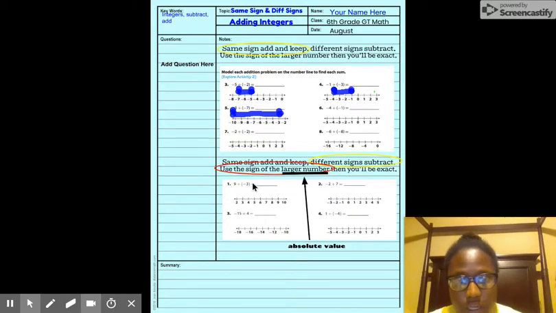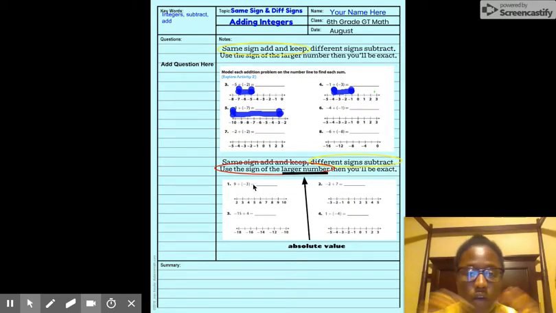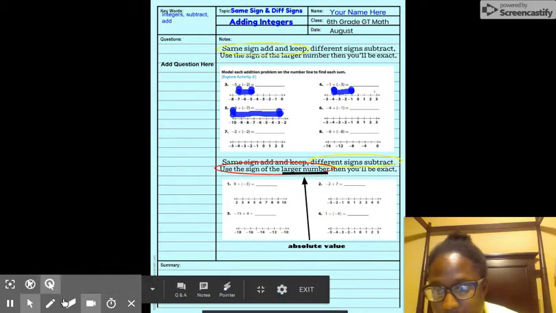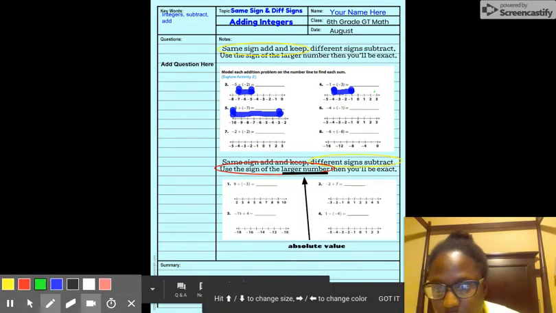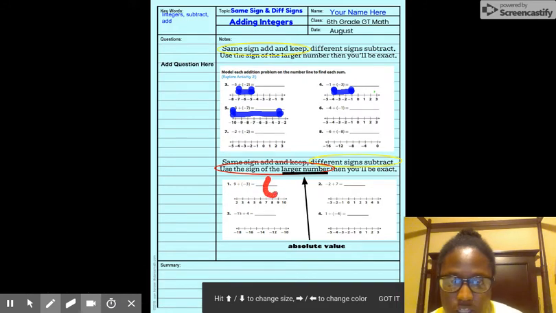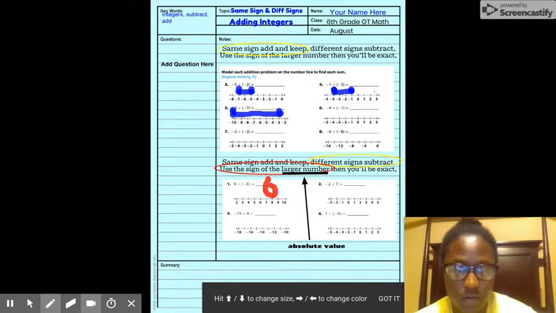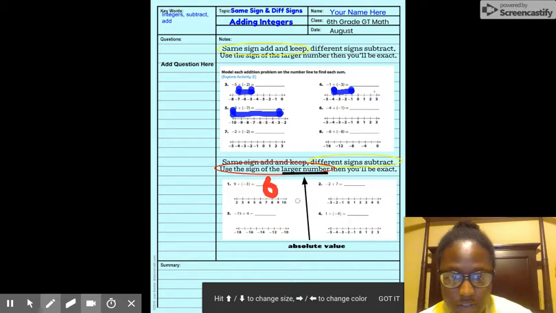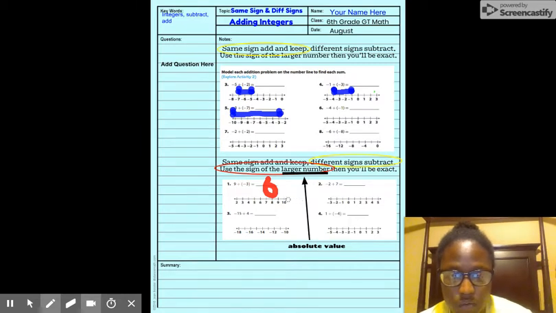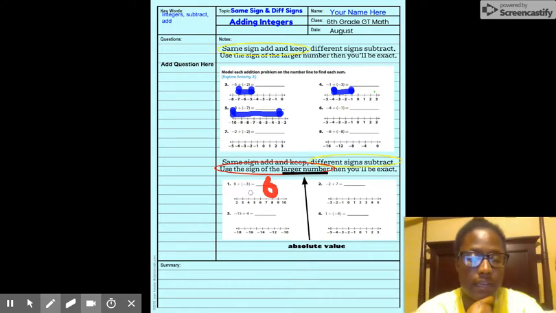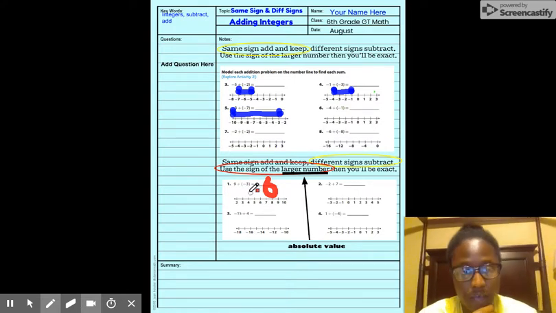9 plus negative 3, it's two different signs, so we're going to subtract. So 9 subtract 3 is 6. I'm going to go ahead and write my 6 here. And then which one is the furthest away from 0? Well, if 0 is here, we have 3 right here, and then we have 9 all the way over here. So the larger number is 9, the larger absolute value. So the sign is going to be positive.